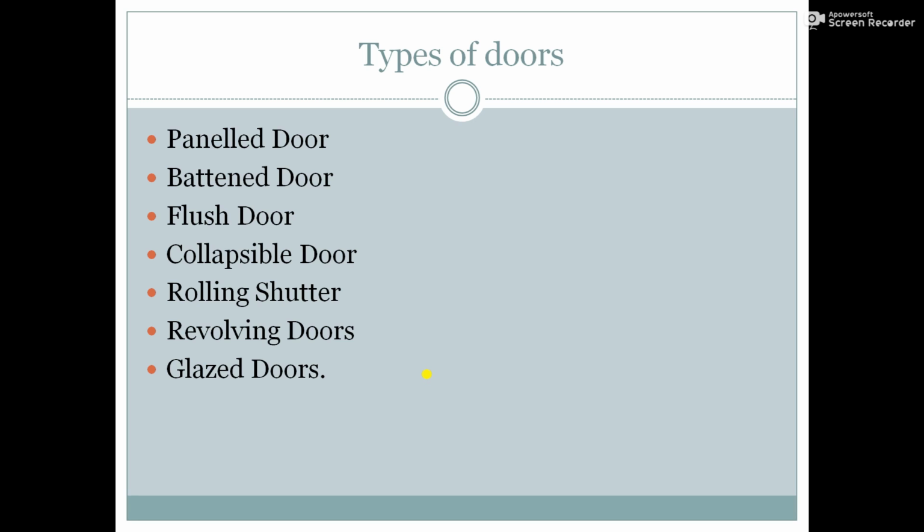Okay, so today we will stop over here. In this lecture we have discussed the definition and functions of doors, then the components of doors, the door frame and door shutter, and we just listed out the types of doors. So today we will stop over here.